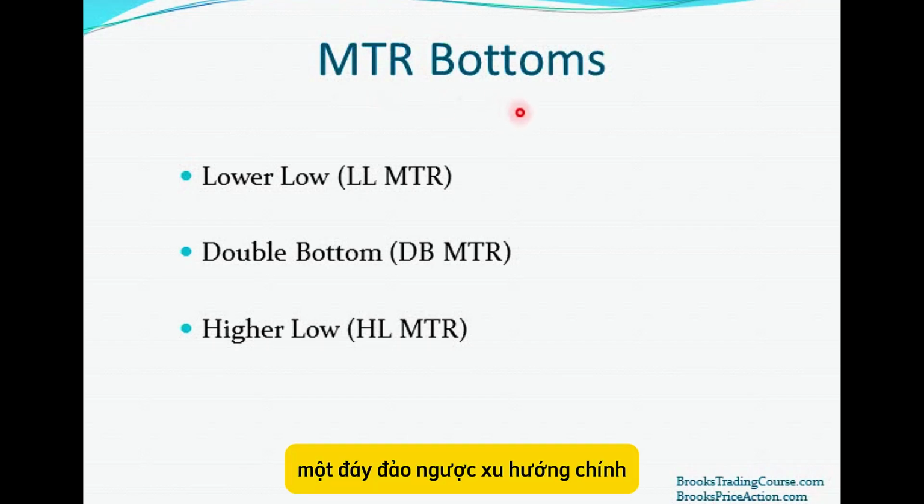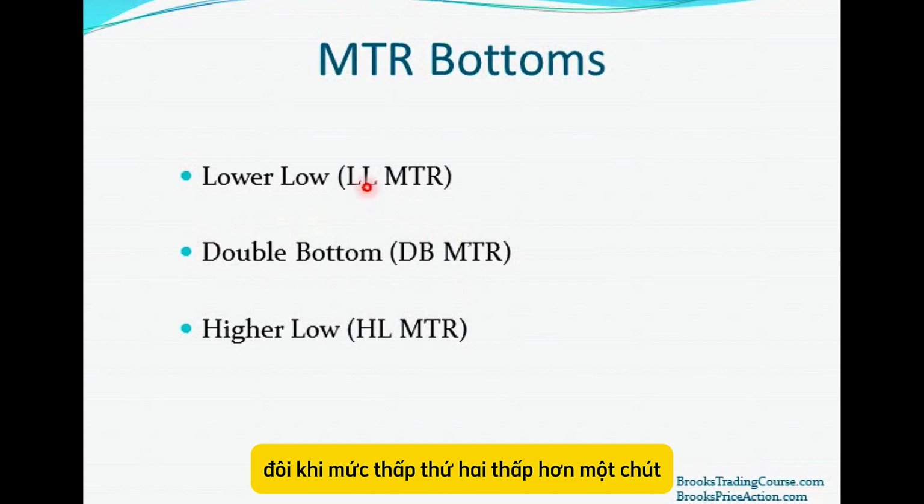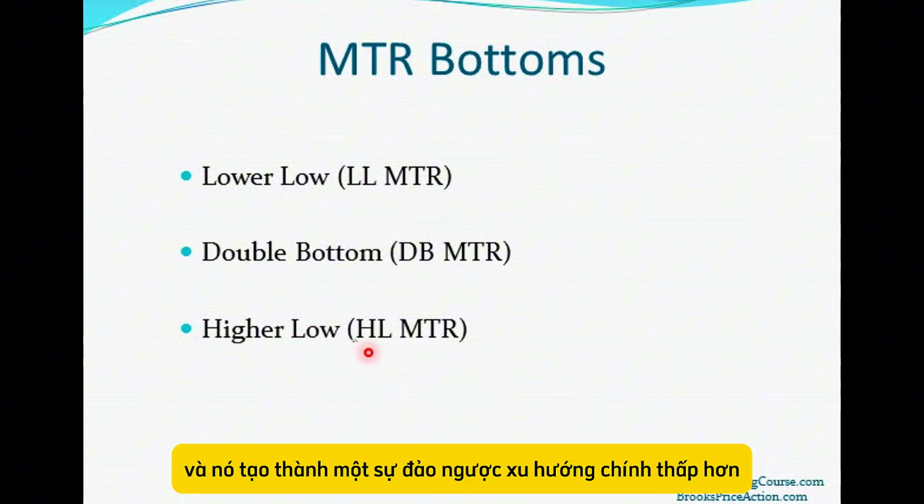A major trend reversal bottom, basically all are variations of double bottoms. Sometimes the second low goes a little bit below and you have a lower low major trend reversal. Other times it doesn't quite get down all the way to the prior bear low and it forms a higher low major trend reversal.